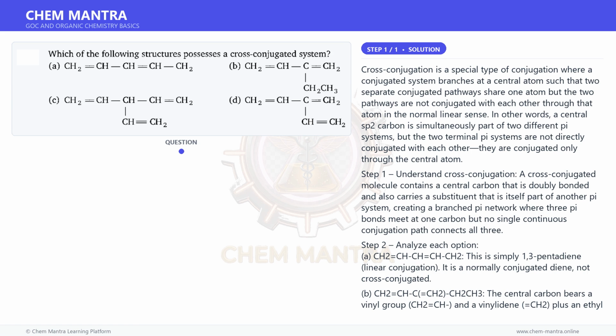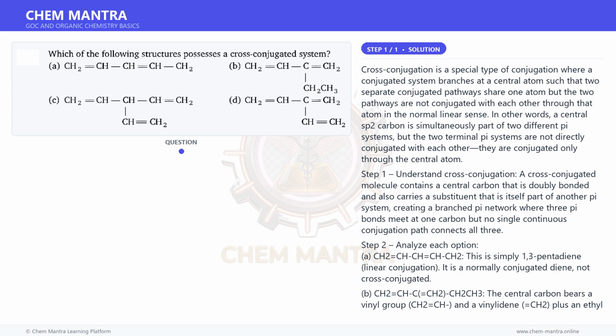D. CH2=CH-C(=CH2)-CH=CH2. The central carbon is sp2 and is simultaneously involved in three pi systems. It is doubly bonded to CH2, one pi bond. It is attached to CH=CH2, a vinyl group, extending the pi system one way, and it is attached to CH2=CH, a vinyl group, extending the pi system another way. The central carbon is part of all three pi bonds meeting at it.